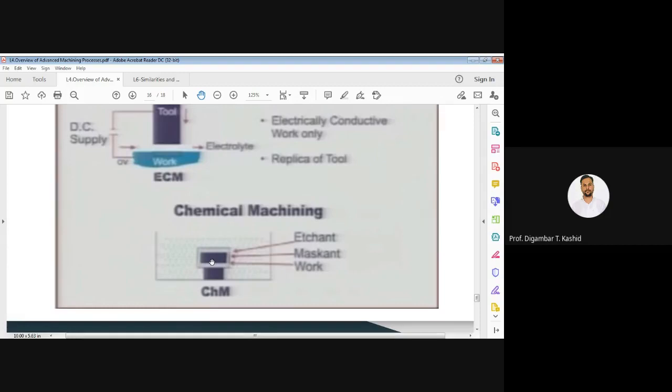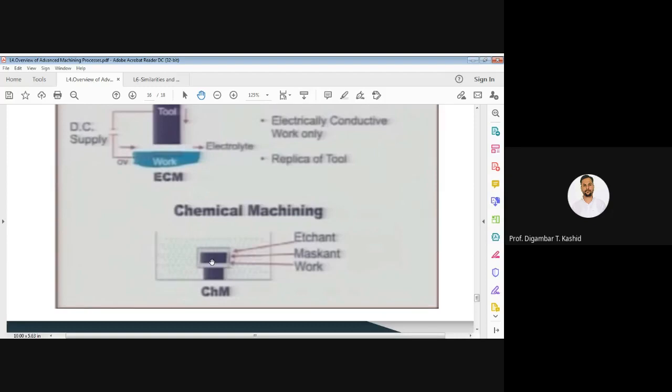And we have the mechanical type advanced machining processes like WJM, AJM, AWJM. These processes normally give a low machining rate. Remember, whatever mechanical type advanced machining processes there are, these give low material removal rate and low accuracy.